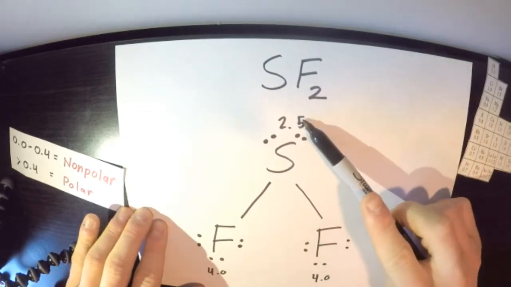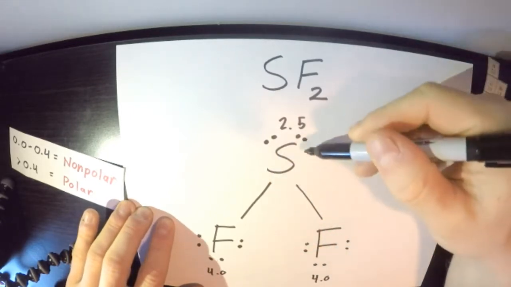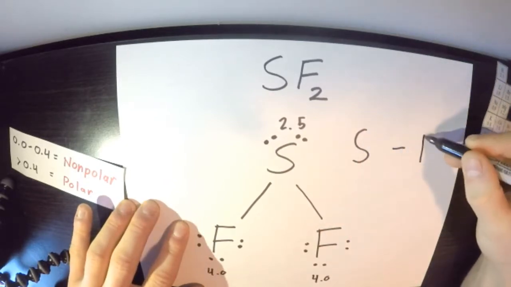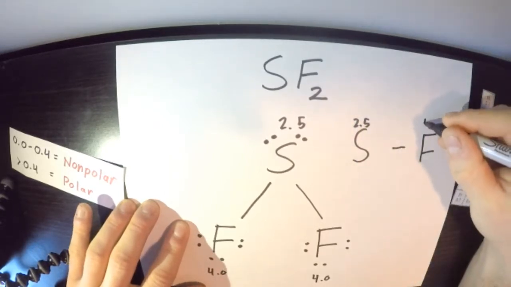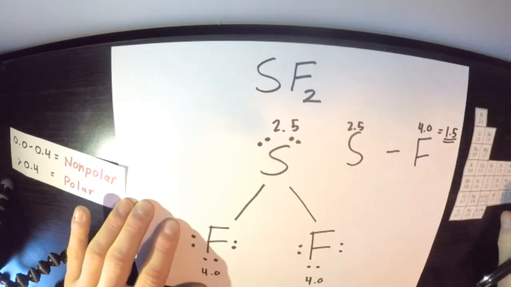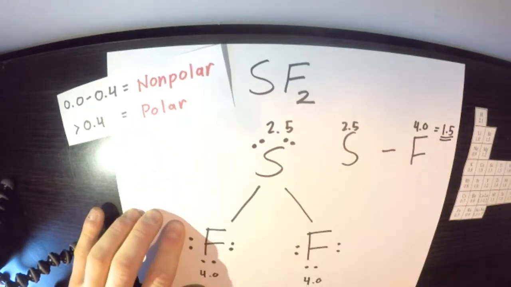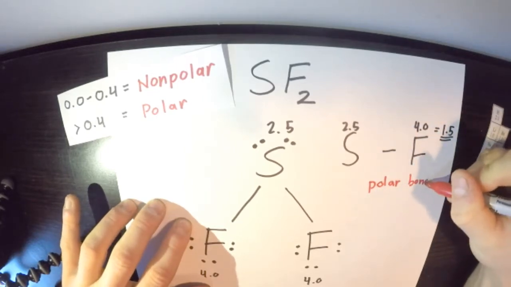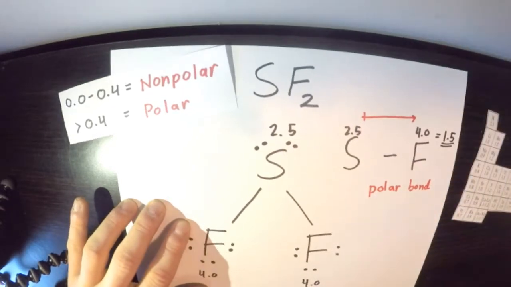Once I have my electronegativity values written out by each of my atoms, what I want to do is find the bond polarity between this sulfur and this fluorine. So between sulfur and fluorine, sulfur has 2.5 electronegativity, fluorine has a 4.0. The difference between these two is 1.5. So 1.5 is certainly greater than 0.4. So the bond between sulfur and fluorine is a polar bond. Okay, so it's going in this direction like that.